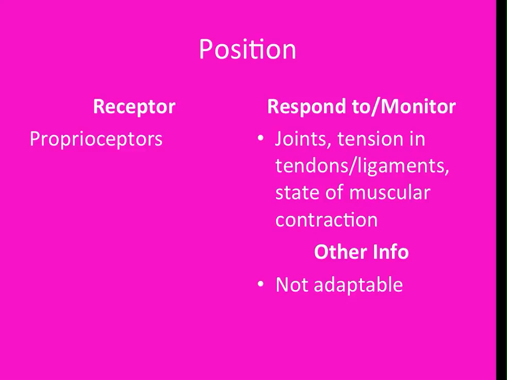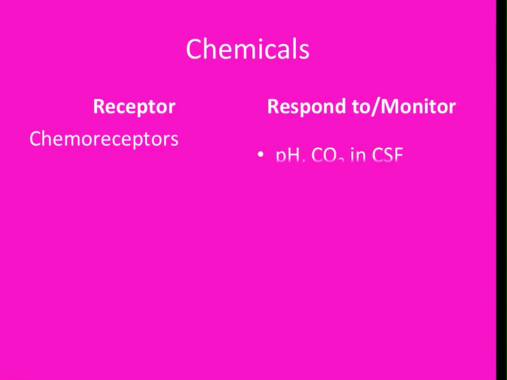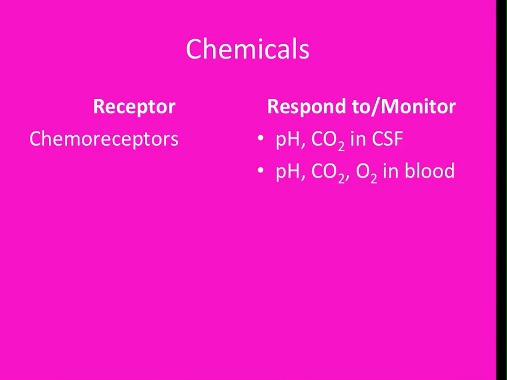Now, this last row is not a subcategory of the touch, pressure, position one that we just did, and that is chemical. The receptor type are the chemoreceptors, which I think makes a lot of sense. So what chemicals are we trying to monitor? Well, we need to look at the pH as well as the carbon dioxide levels in our cerebrospinal fluid, and the pH, the carbon dioxide, and oxygen levels in our blood. All of those are chemicals. We need to monitor those.